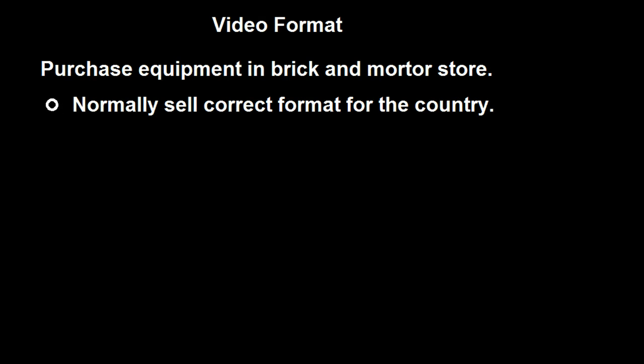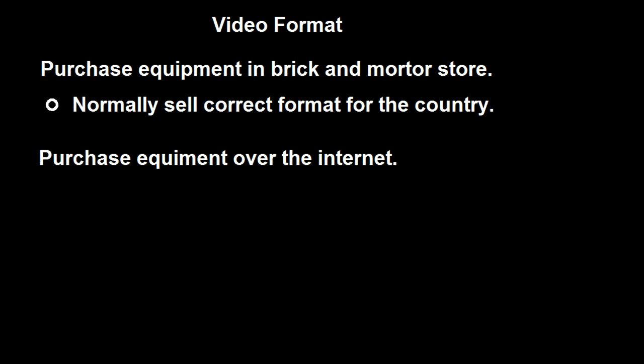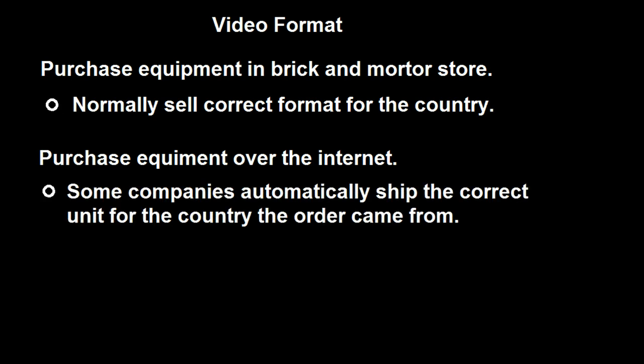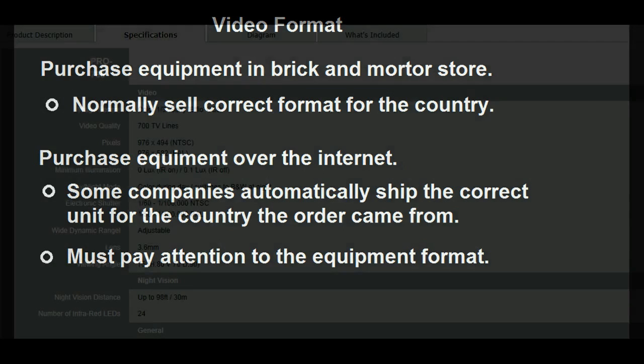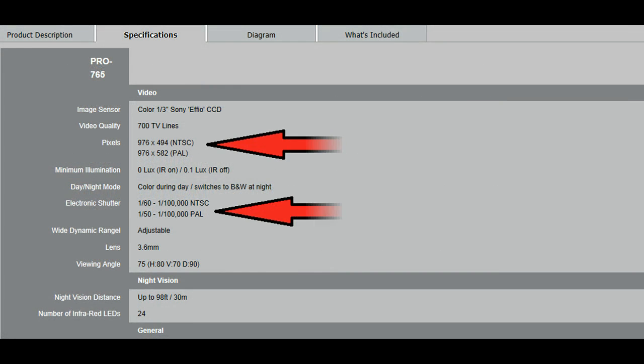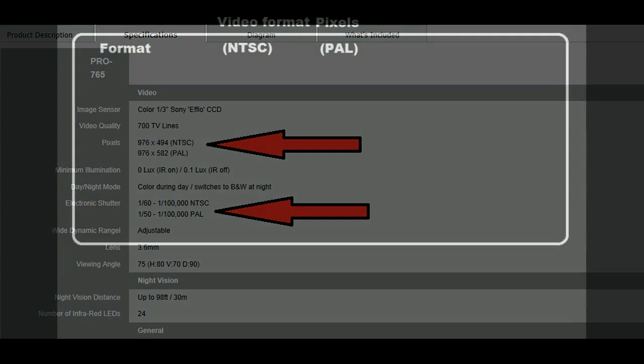So you have to buy the correct equipment for the country you live in. This is really a lot easier than it sounds though. If you purchase your equipment in a brick and mortar store, they will normally sell the correct format for the country that they're selling in. And if you purchase your equipment over the internet, many companies will automatically ship the correct equipment based on the country the order came from. However, you should always check the camera or recorder specification sheet to verify you're buying the correct piece of equipment. Here we see this particular camera is capable of recording in either format. You simply tell it which one to use.